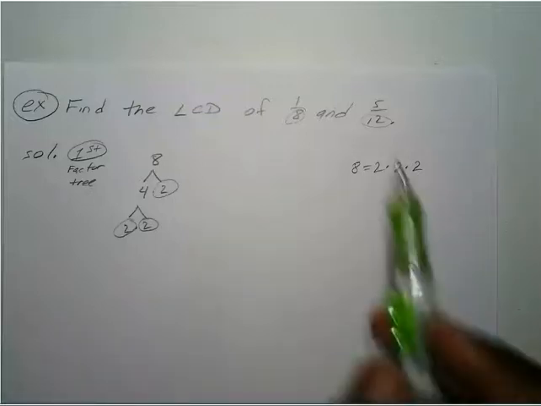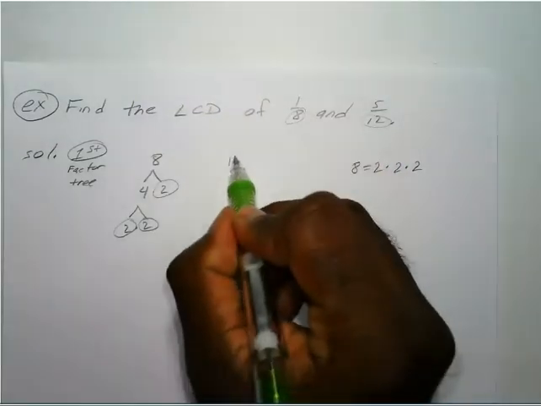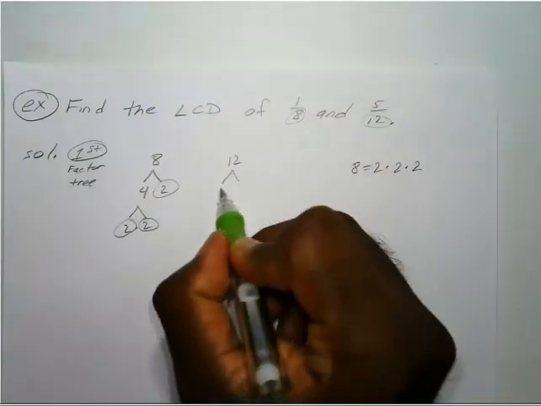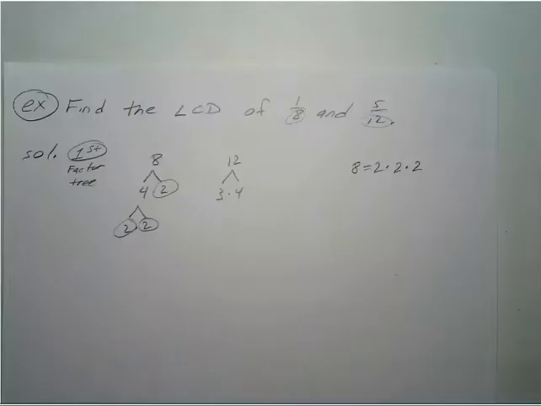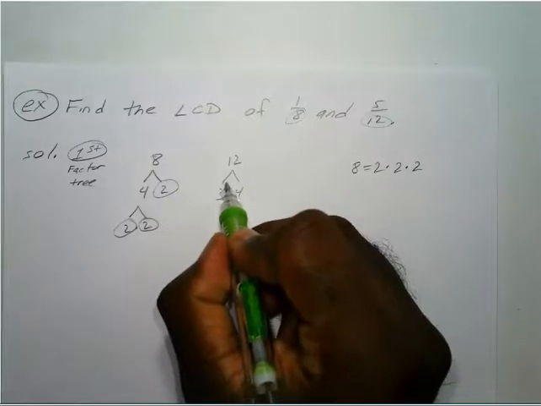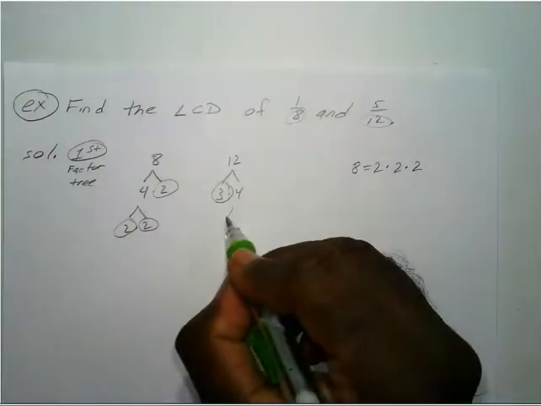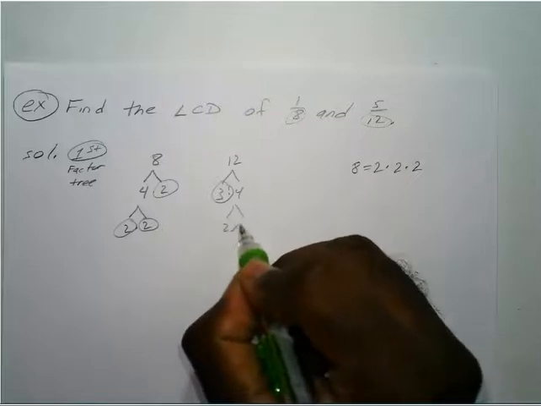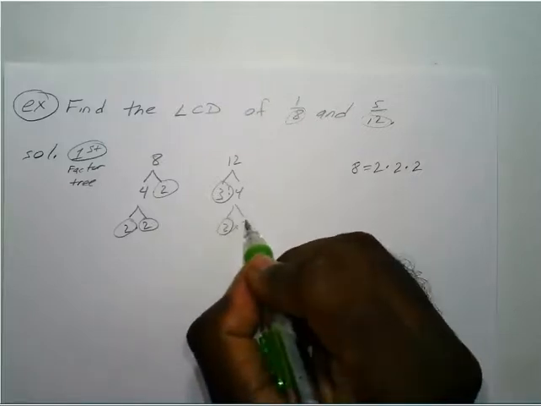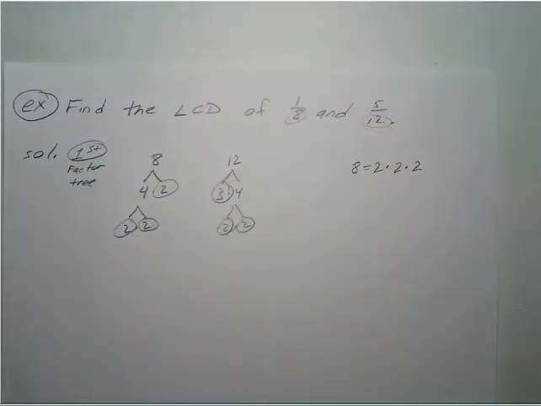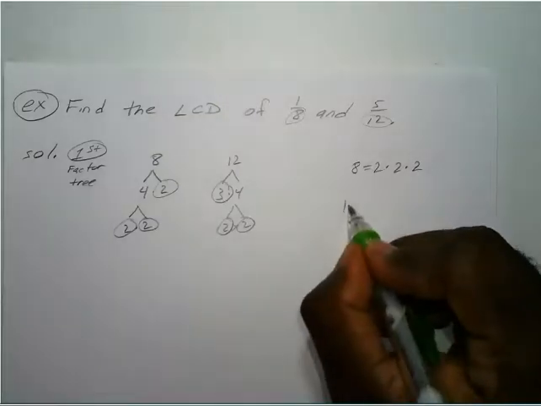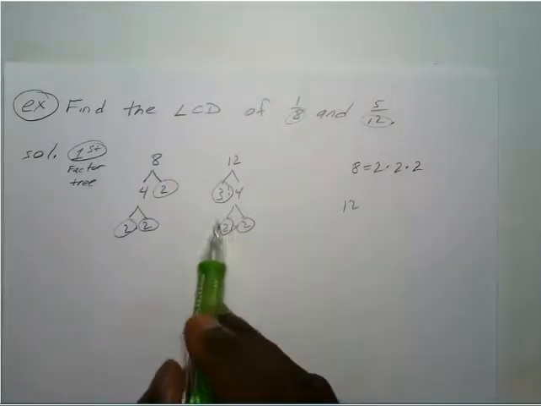Now we factor 12, which is 3 times 4. Or you could use 2 times 6, whichever one, you'll still get the same answer. The 3 can't be factored anymore, but the 4 becomes 2 times 2. Neither one of those can be factored anymore, so we circle those. That means 12 is equal to 2 times 2 times 3.